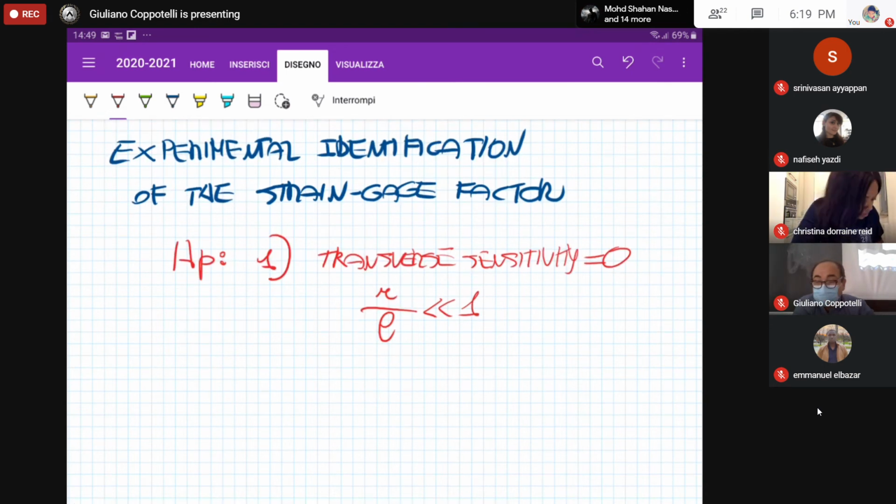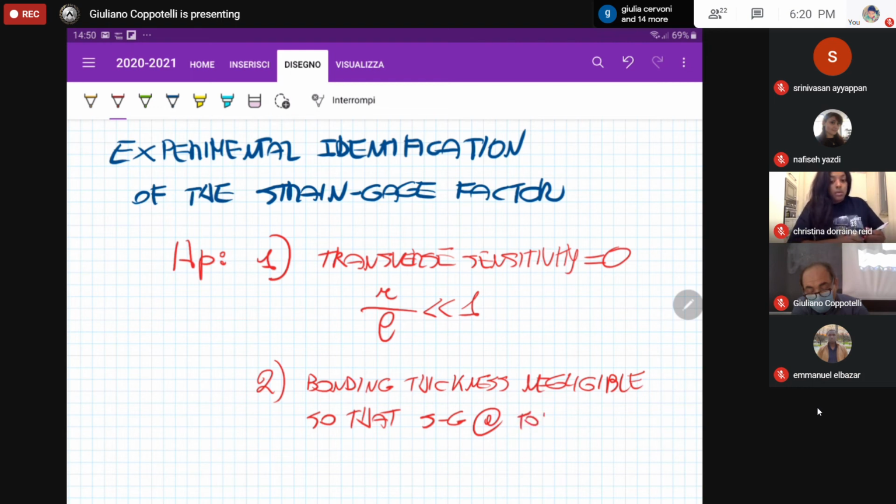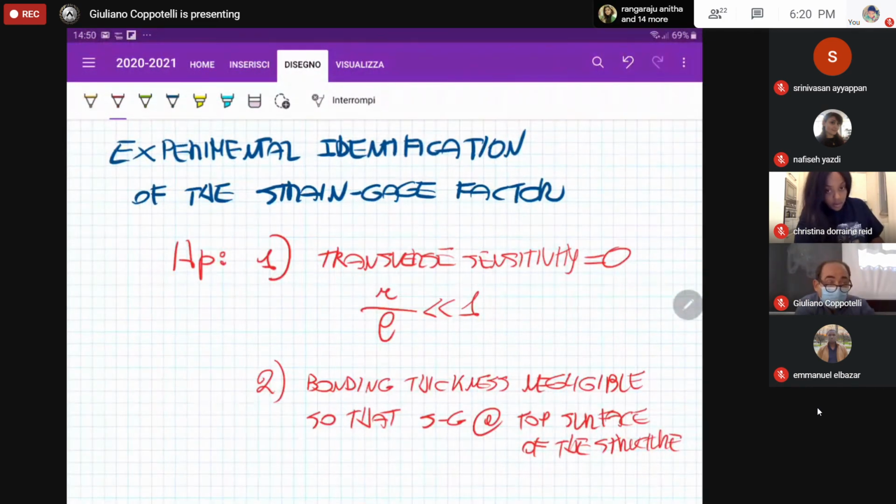Then the second hypothesis is that the bonding thickness is negligible, so that the strain gauge is at the top surface of the structure, without any other interaction between the bonding device and the structure itself. So no glue effect, no anything, everything is there.